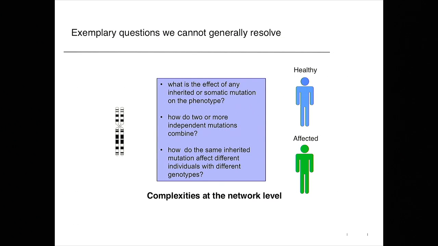So the fact is that we can pose a few very simple questions, and we have great difficulty answering them. We can, for instance, ask, what is the effect of any inherited or somatic mutation on a phenotype? We could take a yeast or a mouse or a human genome, and you could now actually experimentally introduce, not in a human, but of course in a mouse or a fly or a yeast, a specific mutation. And if you understand the biochemical processes, you would be able to say, if I do something over here, what's the effect over there? I think very few, if any, biologists would say, I can make this prediction in general terms. You could also ask, how do two or more independent mutations combine?